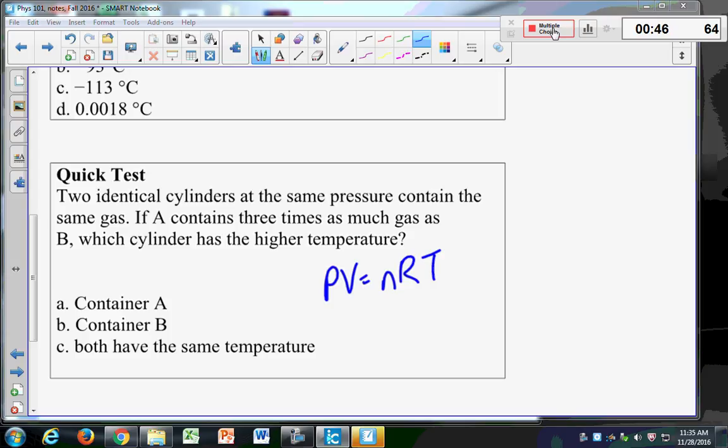All right. Let's see. We'll stop at 1:05. Let's go to 1:05.